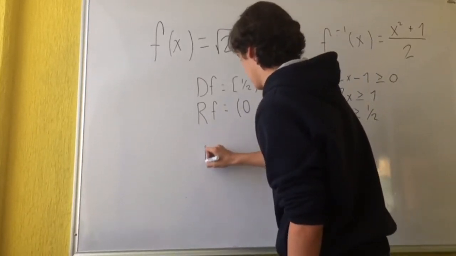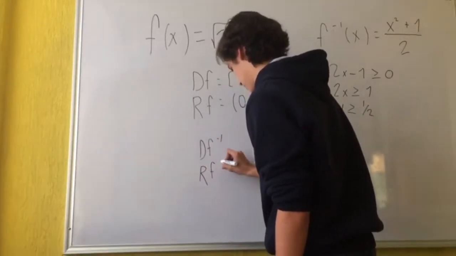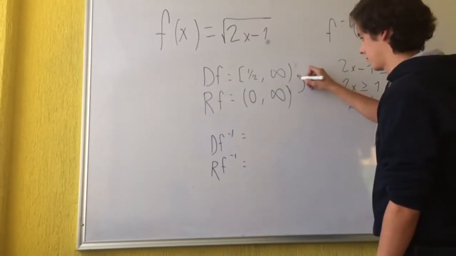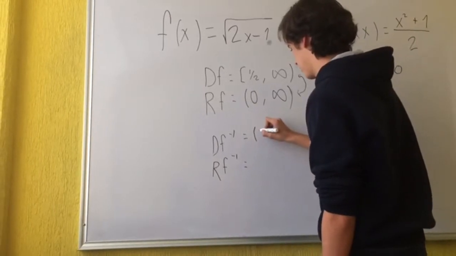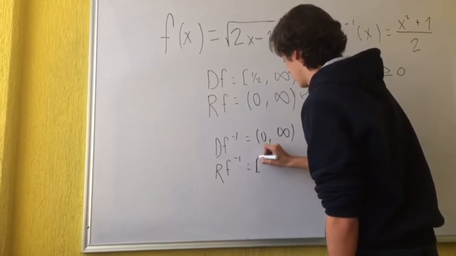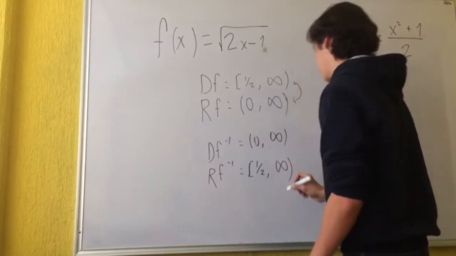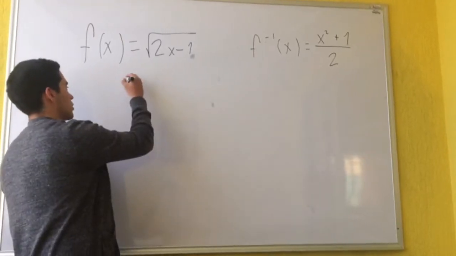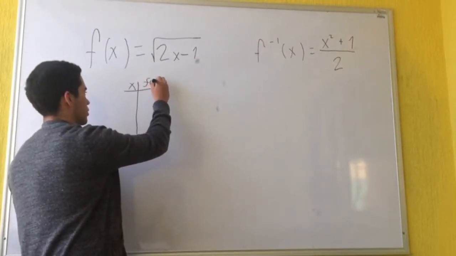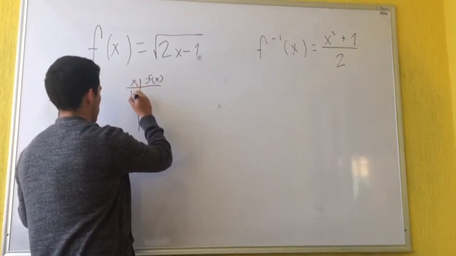To get the domain and range of the inverse equation, the only thing we need to do is switch the domain and range of the original equation. This means we will have a domain that goes from 0 to infinity and a range that goes from 1/2 to infinity. And for the inverse function, we just switch the values of x and y from the normal function in order to have the inverse points.